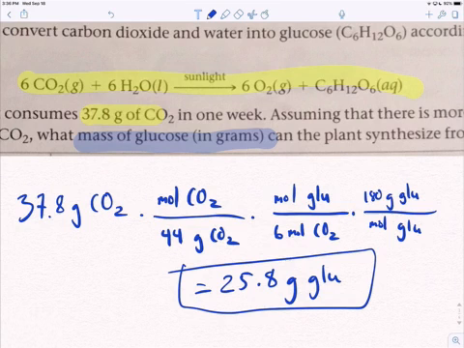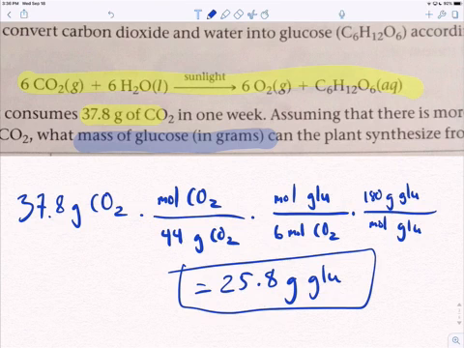New step, look at the ratio between the glucose and the CO2. And this information you get from the balanced chemical equation. If the chemical equation is not balanced properly, you will get the wrong answer. And then using the molecular weight of glucose and doing the analysis, we get 25.8 grams of glucose.